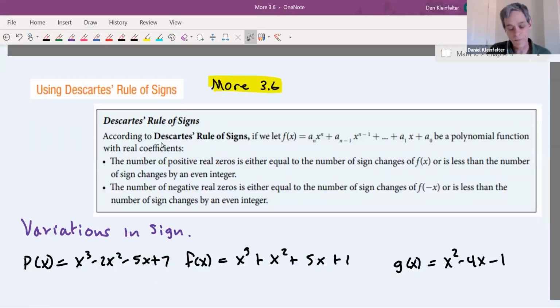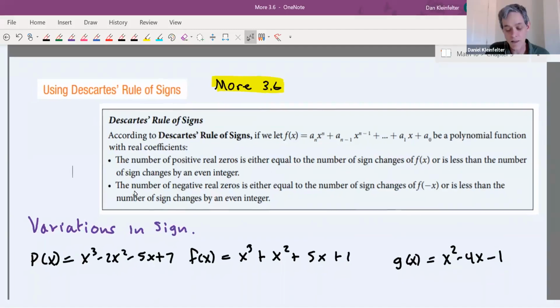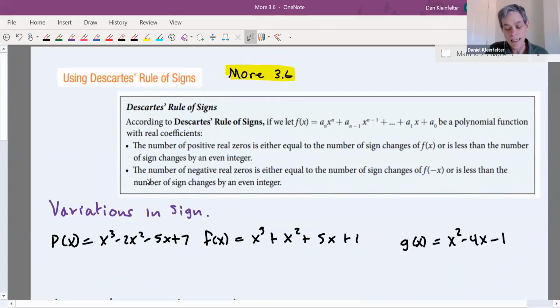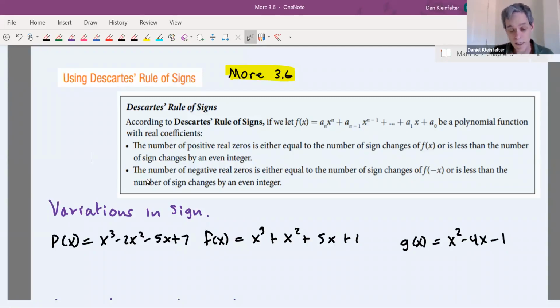Welcome back, everybody. In this video, we're continuing with section 3.6 on finding zeros of polynomial functions. Where we'll start here is by looking at something called Descartes' rule of signs. What Descartes' rule of signs is about is it gives us a way to tell approximately how many positive zeros a polynomial may have, how many negative zeros, and then how many complex zeros. So let's see how this works.